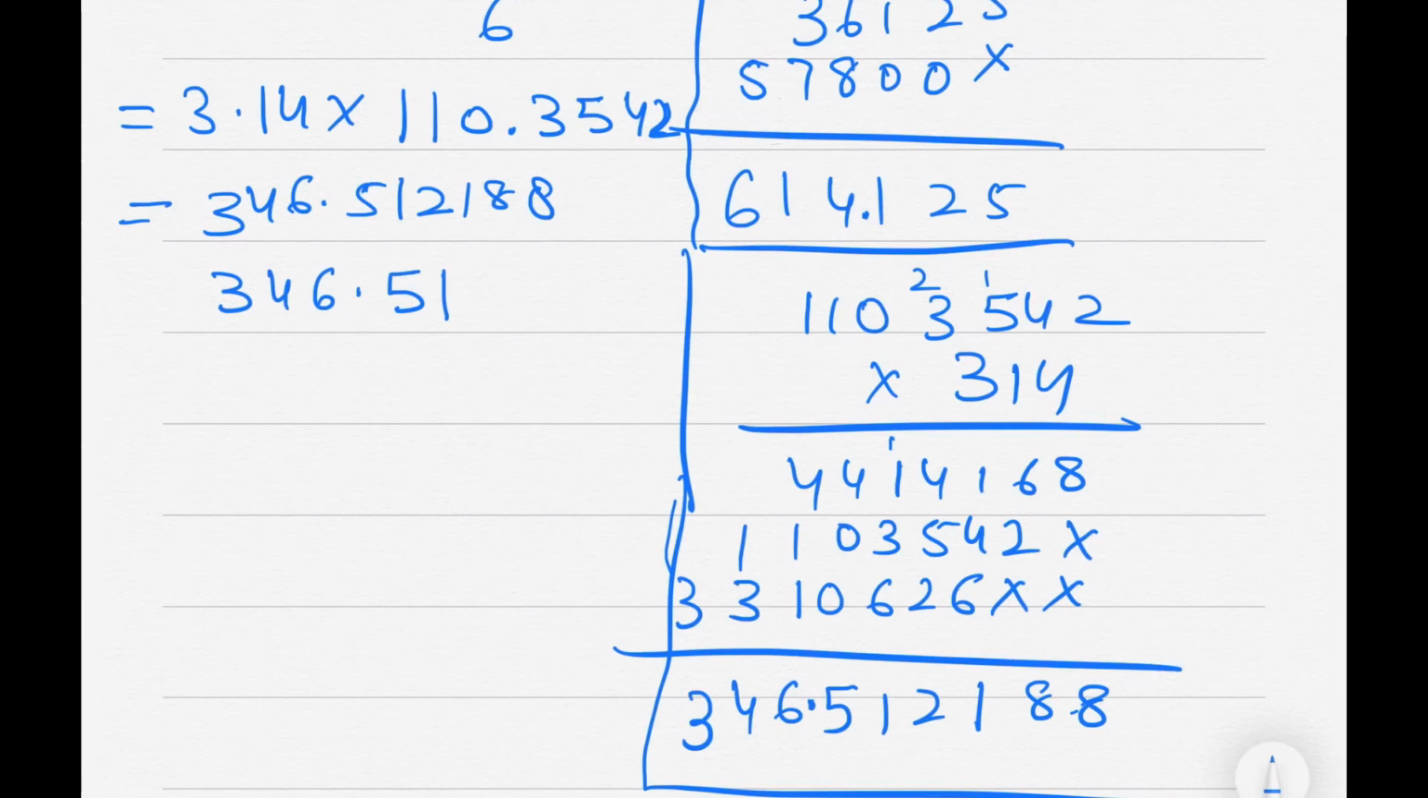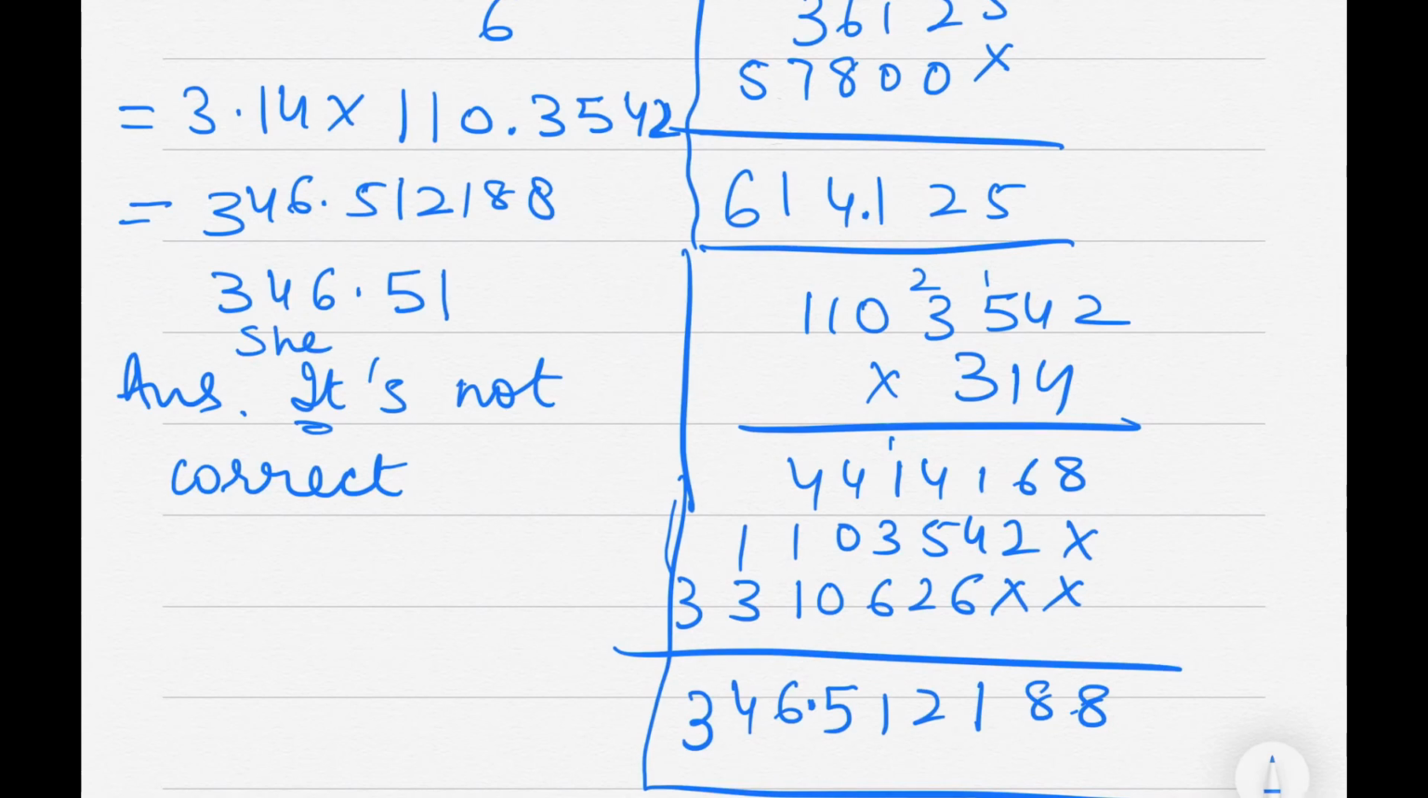So in the question they said that the volume was found out to be 345 by the child, right? So this is not correct, right? So they are asking if it is correct. So my answer will be it's not correct. Okay, taking the above, check whether she's correct. No, she's not correct. Okay, instead of it you could write she is also not correct, as volume is equal to 346.51.